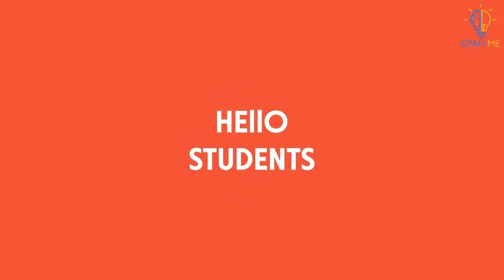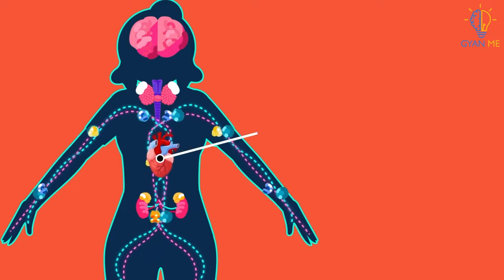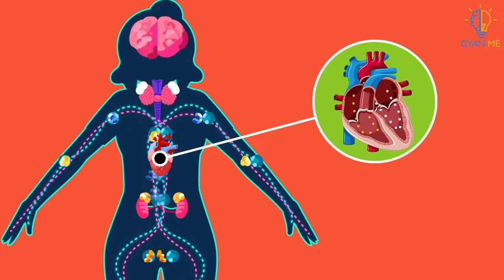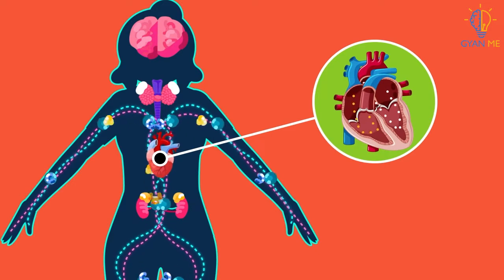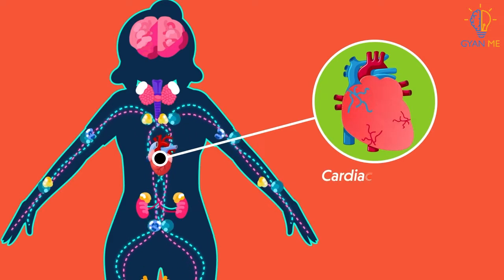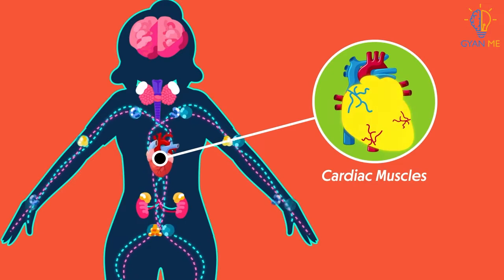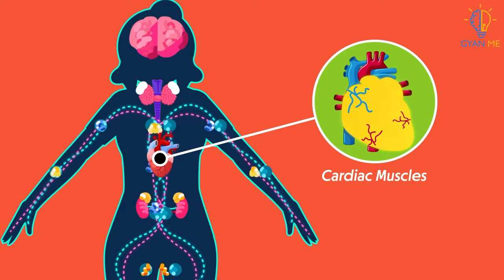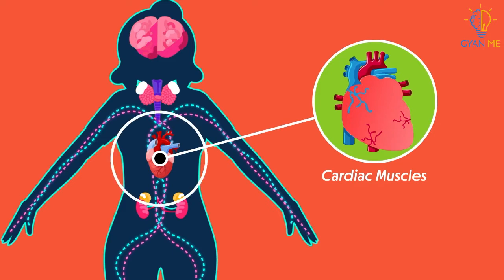Hello students! In our previous video, we learned that the human heart is a special organ which generates the required pressure to push the blood throughout the body. For this purpose, the heart has special cardiac muscles which contract and relax continuously. Now imagine if these muscles are unable to relax or contract. Yes, you are right. Eventually, the heart will stop beating.